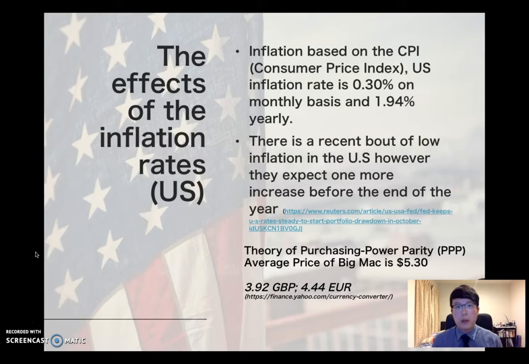So the effect it has on US. The US inflation rate is 0.3 on monthly basis and 1.94 yearly. There is a recent bout of low inflation in the US, however, they are optimistic and they're expecting one more increase before the end of this year. And by the theory of purchasing power parity, the average price of Big Mac is at $5.30.